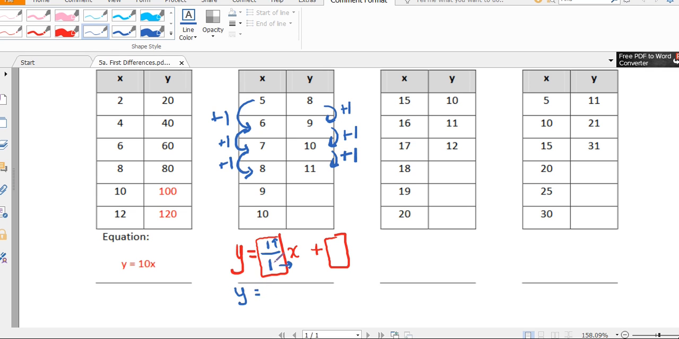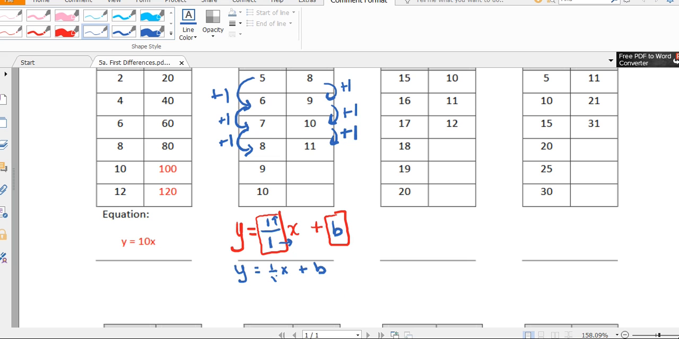So I know my equation is now going to be 1 over 1 x plus some number. Let's call it b. Okay? Our b value. So now I can choose any number and plug it in, any point, plug it in to find out what my b value is. So let's say I chose this point, 5 and 8. Okay. So in this case I would have 8 is my y equals 1 divided by 1 is just 1, and x in this case is 5, right? 5 plus b. Now I could use BEDMAS.